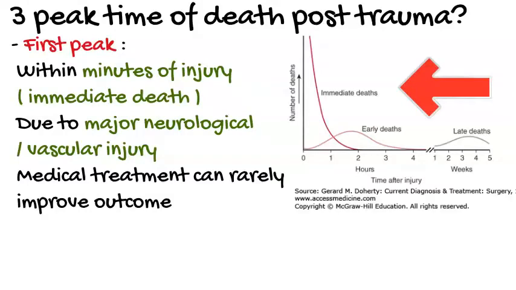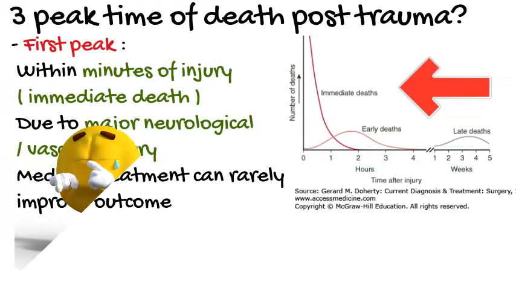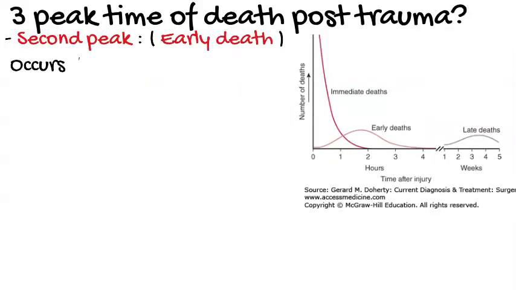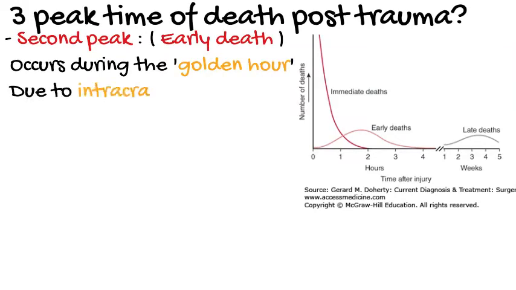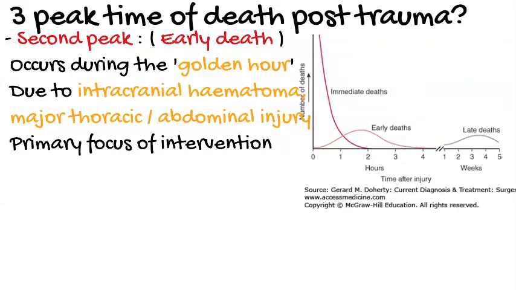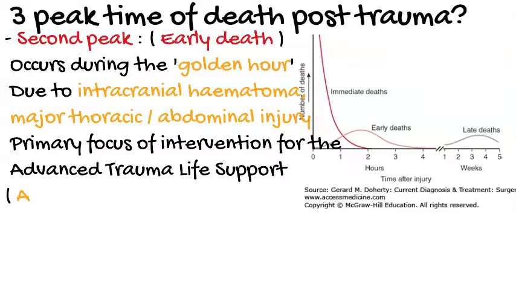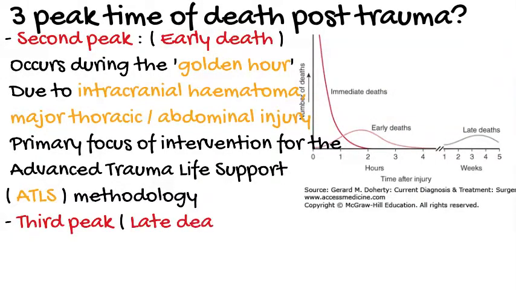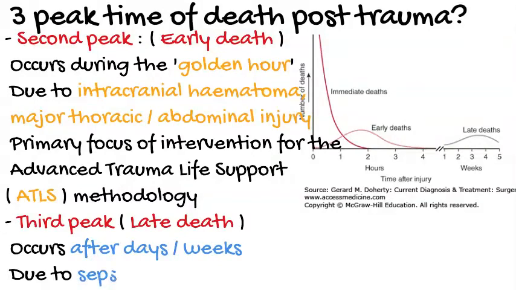You can see from the graph taken from Gerard M. in the Current Diagnosis and Treatment in Surgery book, 14th edition, the first peak has a high immediate death within 1 to 2 hours post-injury. The second peak of death, or we call it early death, occurs during the golden hour. Death usually occurs due to intracranial hematoma, major thoracic or abdominal injury. This is the primary focus of intervention for the Advanced Trauma Life Support, ATLS, methodology.